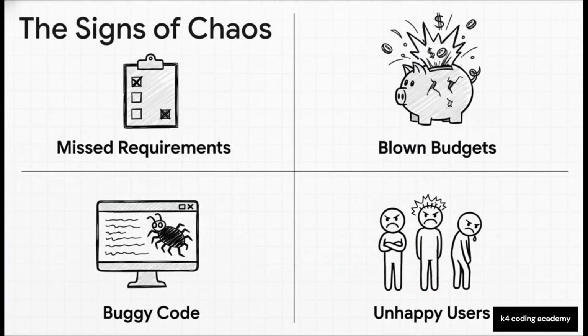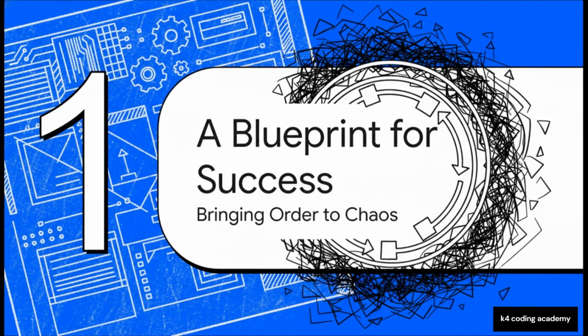The signs of a project that's spiraling into chaos are, well, painfully clear. The final product is missing key features, the budget just balloons out of control, the code is absolutely riddled with bugs, and maybe worst of all, the people it was built for are left totally frustrated. It's a true development nightmare. So how do you actually prevent all of this?